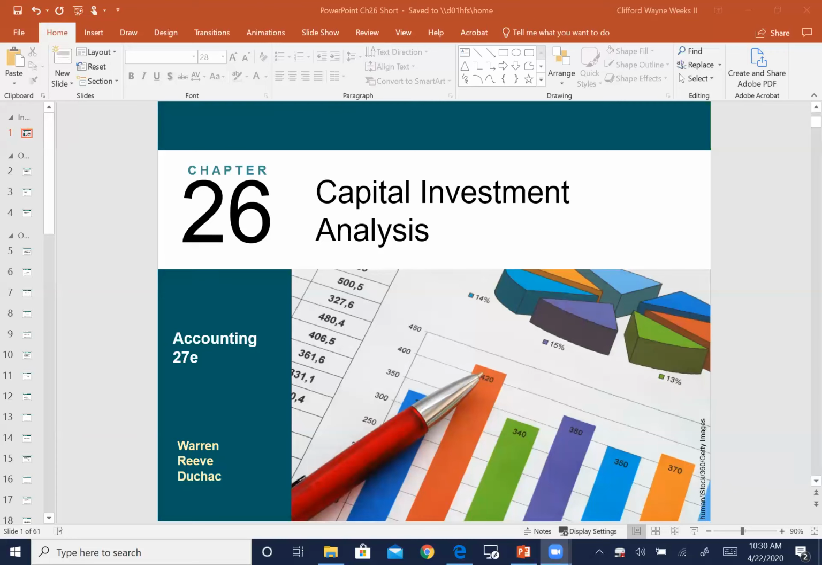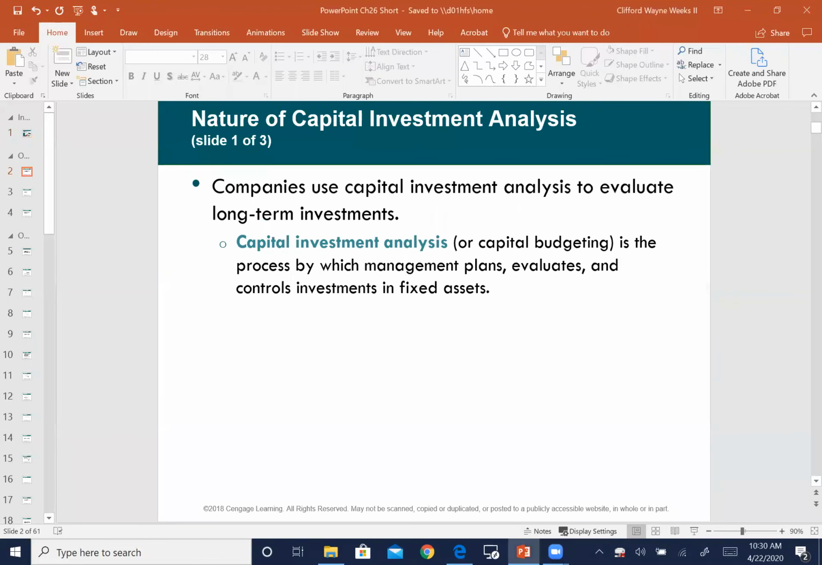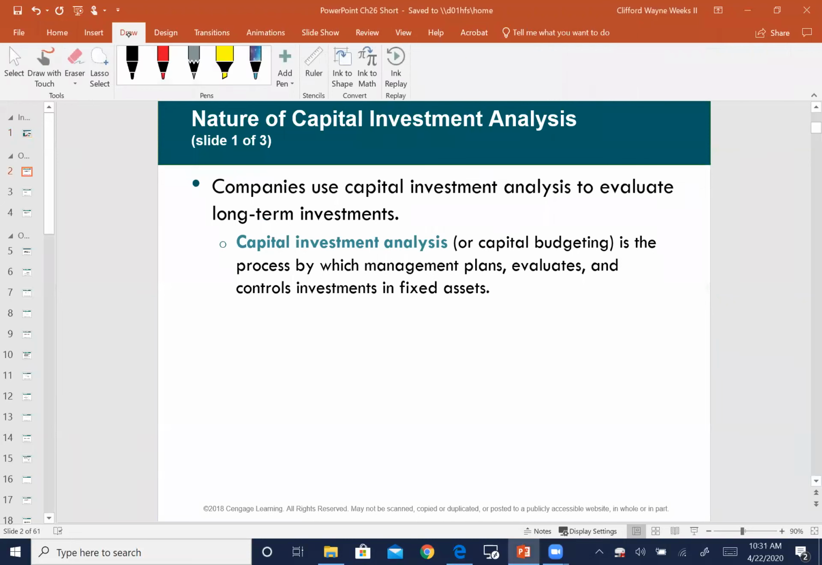And so chapter 26, capital investment analysis. We need to know a little bit about the nature of capital investment analysis. Companies use capital investment. Whenever you see this, I really want you to think about the fixed assets. Let me draw on this. The fixed assets of a business: property, plant, and equipment, land, building, and equipment. Those are all considered to be fixed assets.